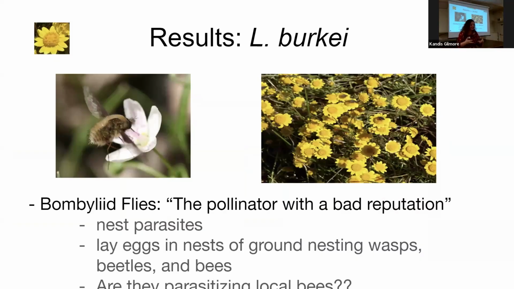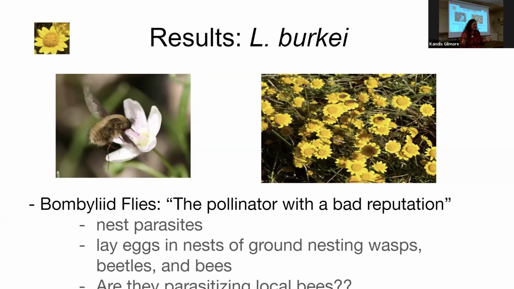And then for the bee flies, they are known as a pollinator with a bad reputation. They have this fuzzy body and a proboscis to go deep into a flower and drink nectar. However, they're nest parasites of ground-nesting bees, so they will fly around and find entrances to ground-nesting bees and flick their eggs in there, and their larvae will hatch out and eat the ground-nesting bees.